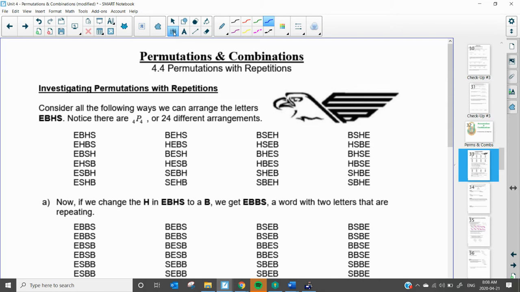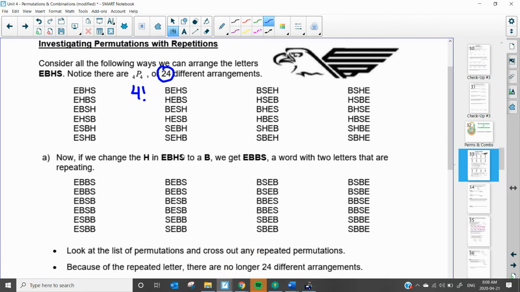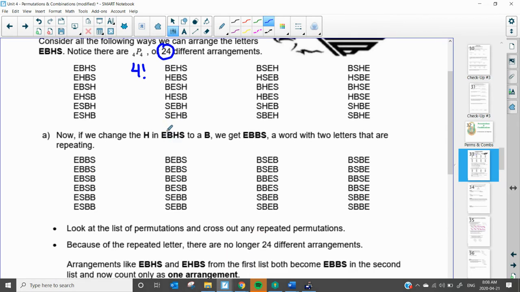If we think back to the fundamental counting principle, this is where we would have had 4 factorial ways to rearrange the letters. So that means 4 choices for the first letter, 3 choices for the second, 2 choices for the third, and 1 choice for the last one. So 4 factorial, or 4 pick 4, ultimately 24 different arrangements. But what happens if we have repeating letters? What happens if we take the letters in EBHS and we change the H to a B? So instead of EBHS, we've now got EBBS.